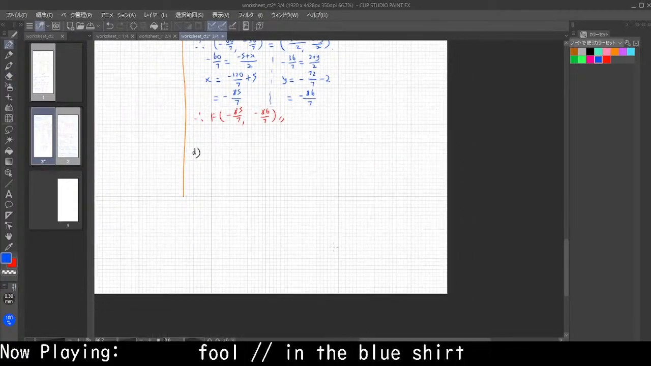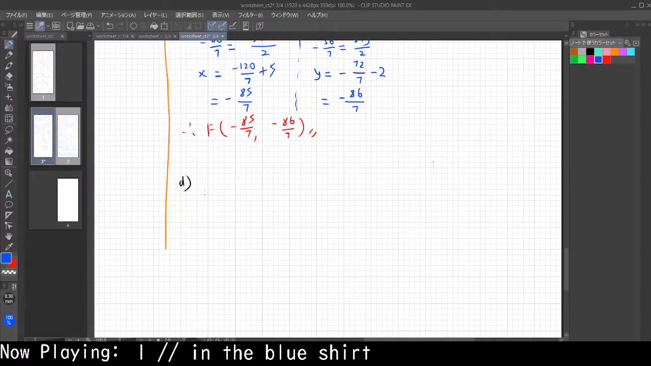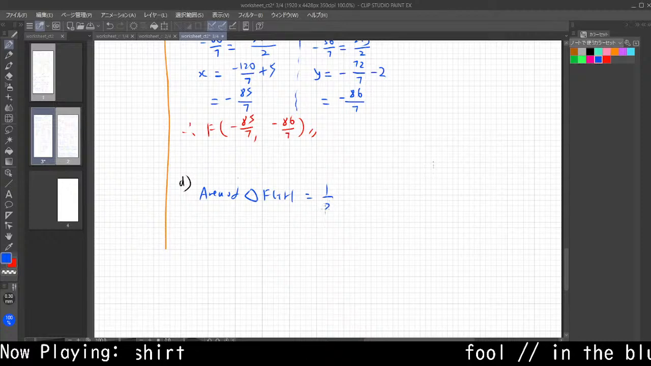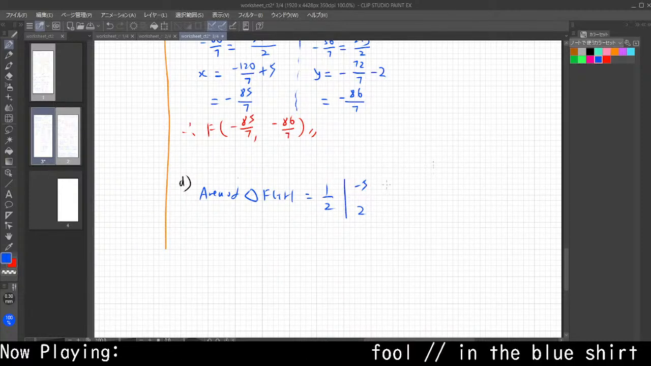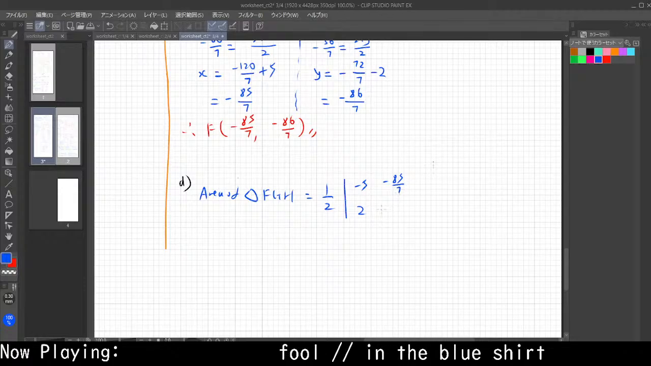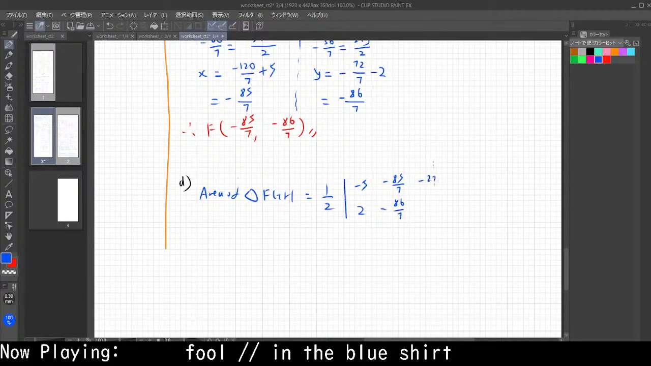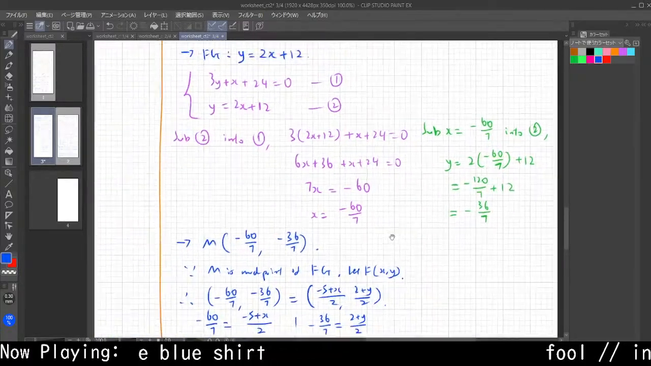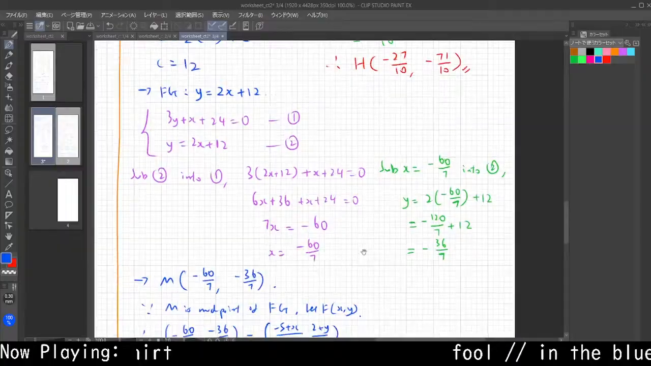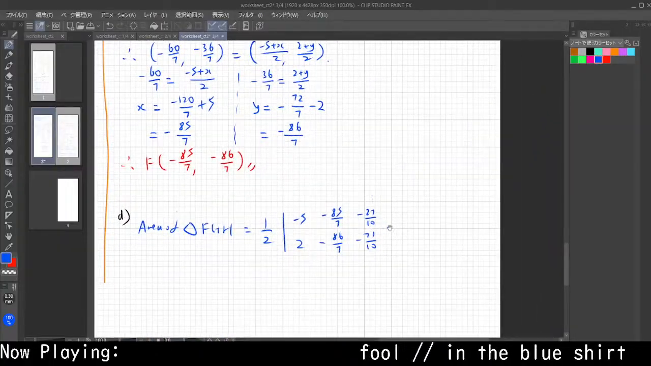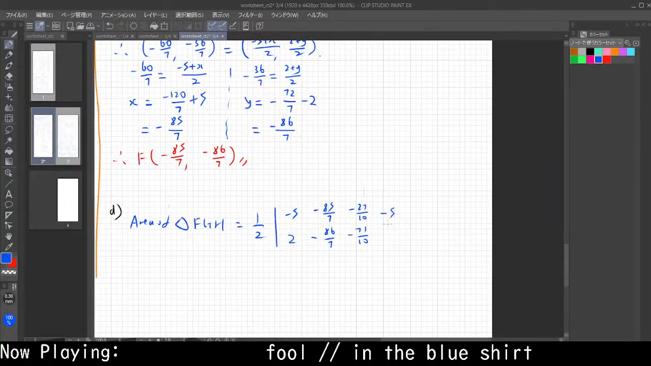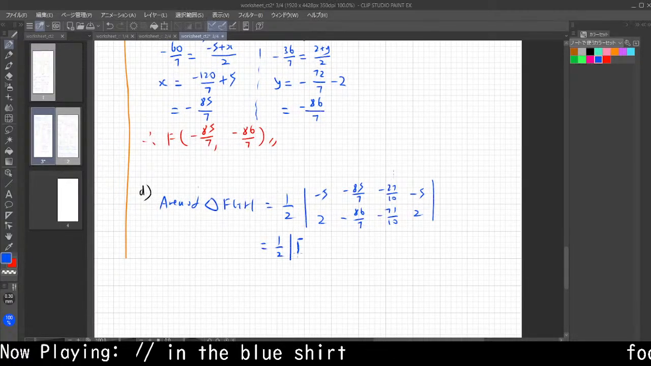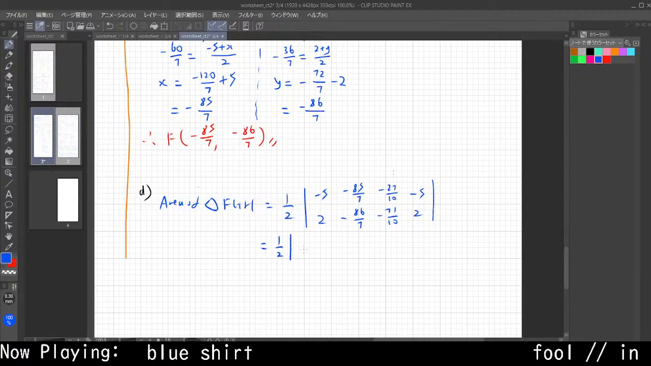Okay. So area of triangle FGH, one half. We start from G because G is the simplest. We look back to F, then we look back to H. Yeah, F is this. Then we look back to G. Then we just multiply out.